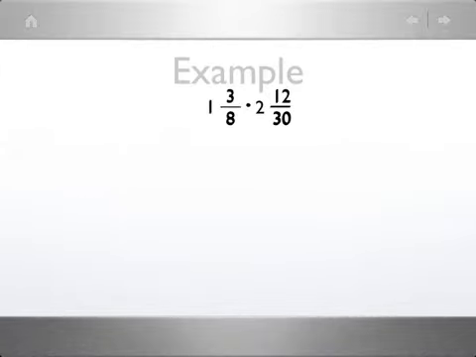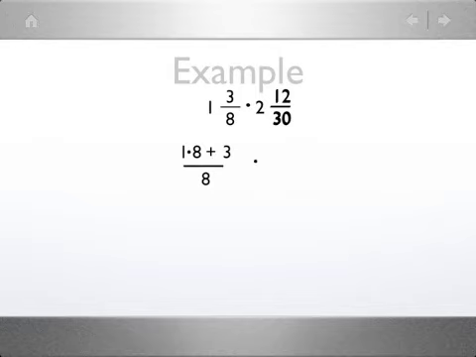Alright, let's take a look at an example with mixed numbers. So you have 1 3/8 times 2 12/30. First thing I need to do is turn those mixed numbers into improper fractions. And in order to do that, I need to take that whole number and multiply it by the denominator. So I'm going to take that 1 and multiply it by the denominator of 8, and then add the 3 that I already had in my fraction. And then I'm going to bring down my fraction bar, and since my denominator was 8, I'm going to leave it as 8.